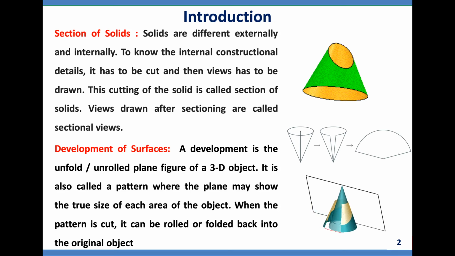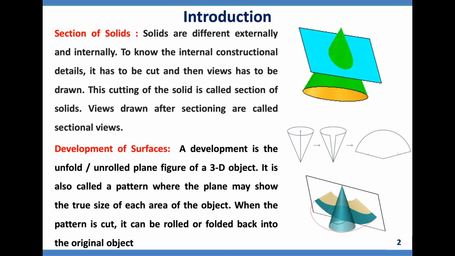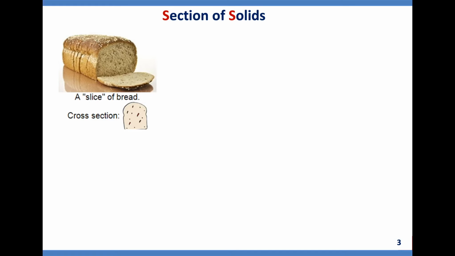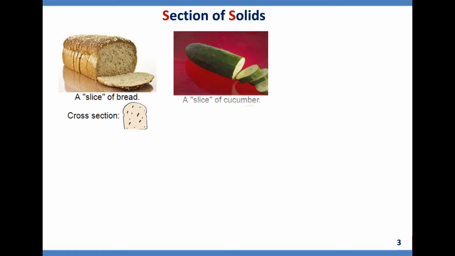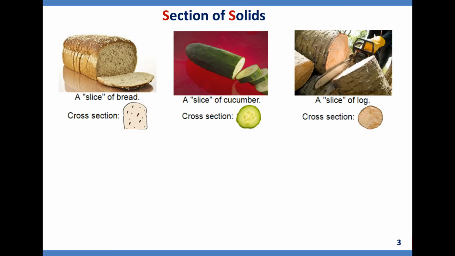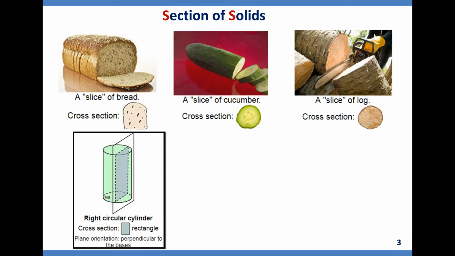After understanding section of solids and development of surfaces, I have got some more examples of section of solids. Here I have got bread which has been cut in order to know the cross section of the slice. Like that, another example, a slice of cucumber, to see what the cross section is like. A slice of log, you can see how the cross section looks. So these things will give the idea of section of solids. We'll have some more examples.